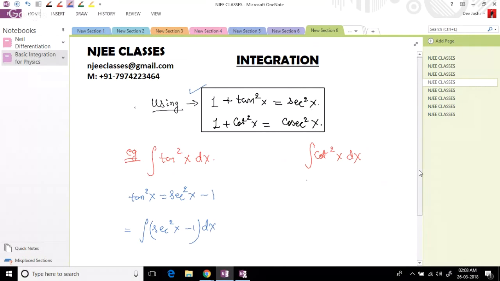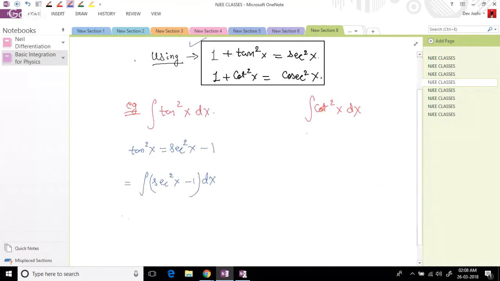Now if I integrate this, it is equal to the integral of sec square x dx minus the integral of dx. The integral of sec square x dx is tan x, and the integral of dx is x, plus a constant c.